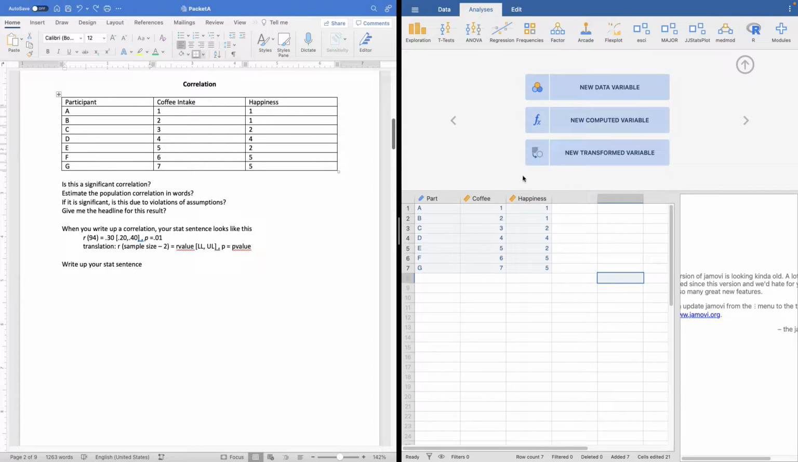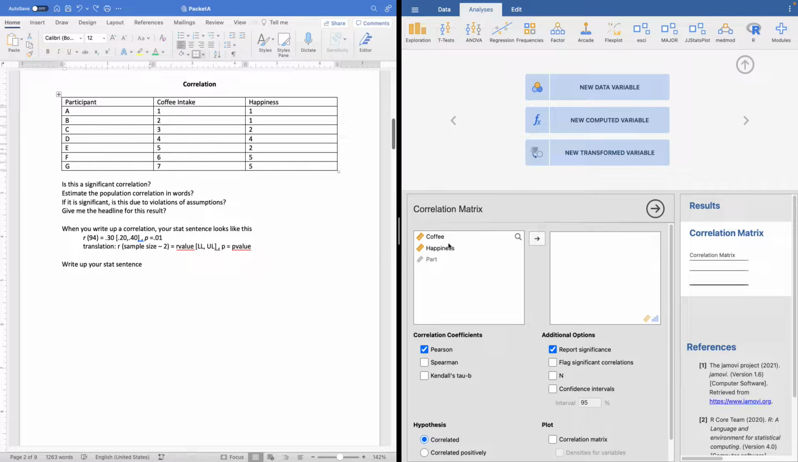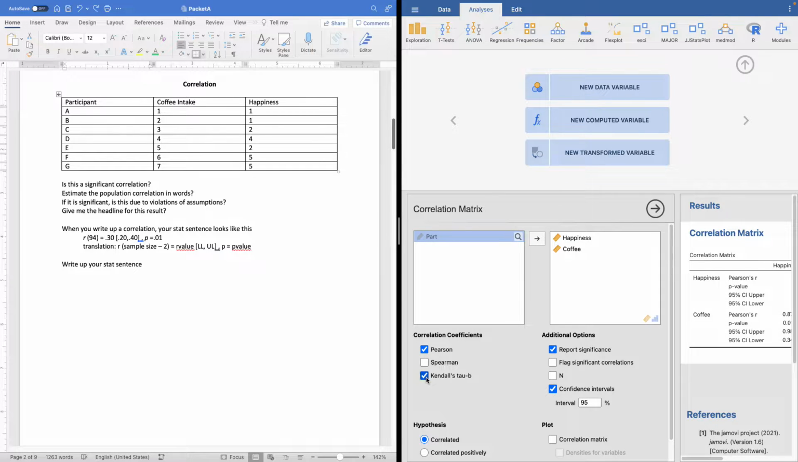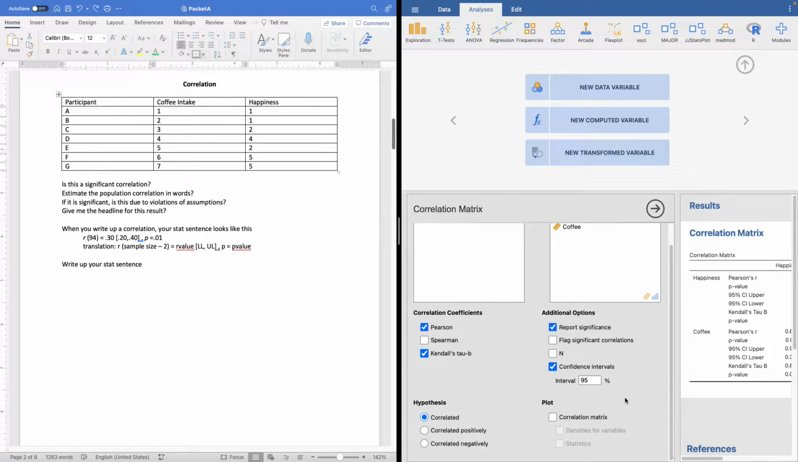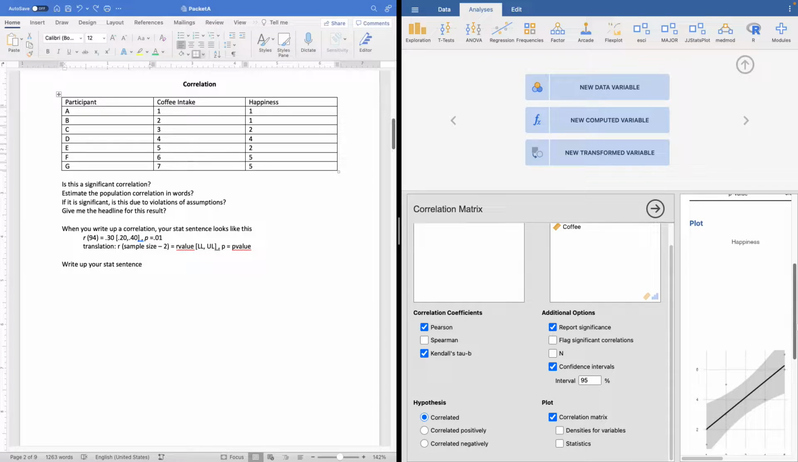All right, I want to know, is this a significant correlation? So I go to correlation matrix, put my two variables in there. Kendall's tau is a non-parametric, 95 CI. Plot the correlation matrix for fun. Look, see if it's linear. It is linear, the best I can tell. I don't see really any deviation from linearity here.